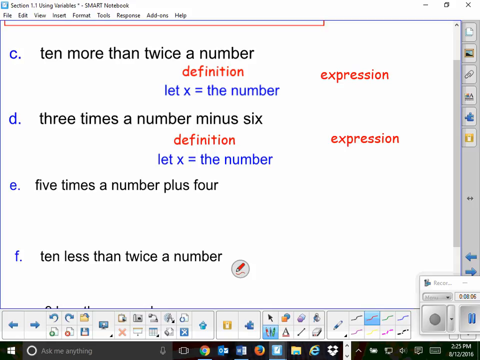All right, so these should be done. You should have let X equal the number in all of these. 10 more than twice the number would be 2X plus 10. 3 times a number minus 6. 3 times a number minus 6.